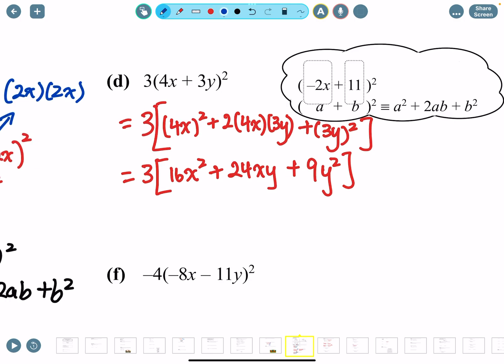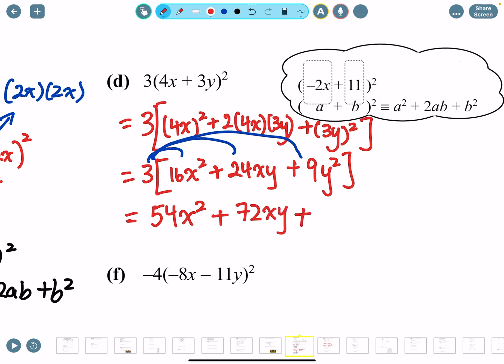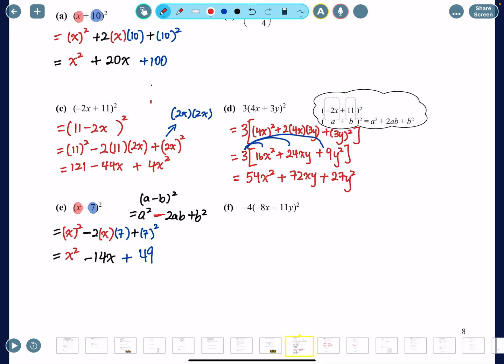So what we're going to do after that is rainbow method. This 3 inside to all the terms. So 3 times 16 will be 54 x squared, plus 3 times 24 will be 72 xy, plus 3 times 9 will be 27 y squared. Okay, so that's the only extra thing for this part.